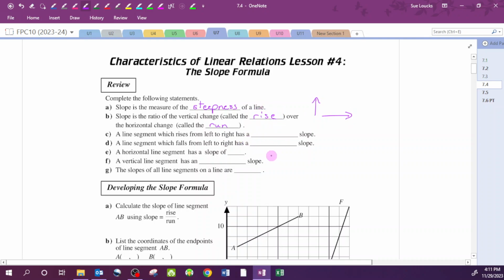That's the positive versions. A line segment which rises from left to right has a positive slope. And one that falls from left to right is a negative slope. A horizontal line segment has a slope of 0. Vertical has an undefined slope because that involves dividing by 0, which we can't do. And the slopes of all segments on a line are equal. So it doesn't matter where you measure the slope, it's going to be the same no matter where you go.